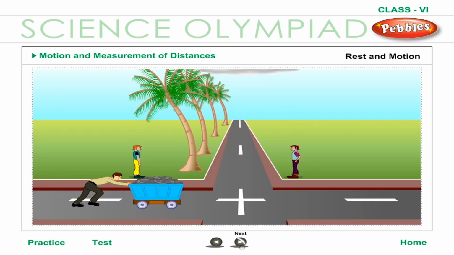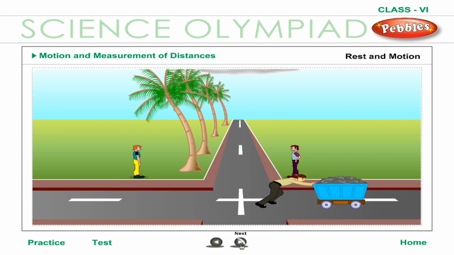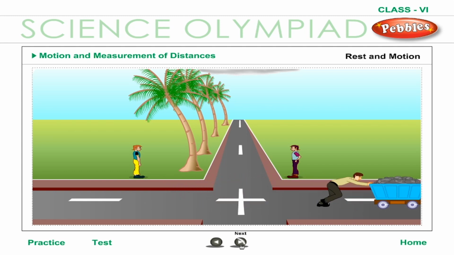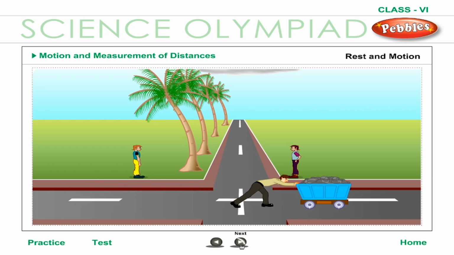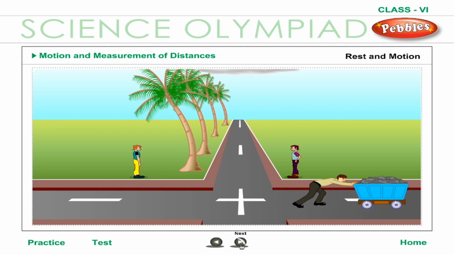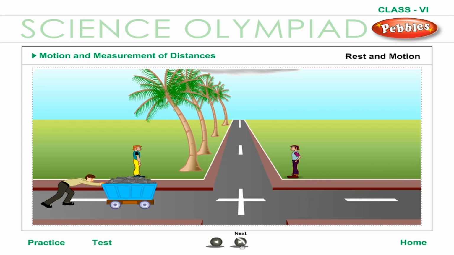Rest and motion. A body is said to be at rest or in a state of rest when it does not change its position with respect to its surrounding objects. In other words, if the position of a body does not change with respect to any fixed point in its surroundings, it is at rest or in a state of rest.